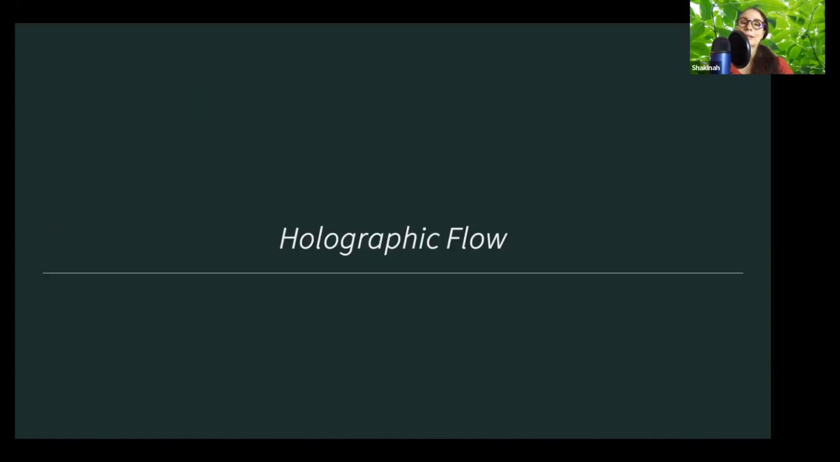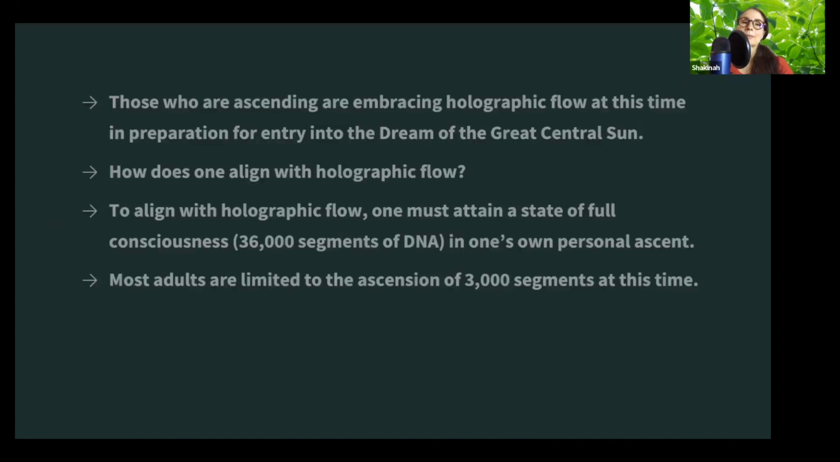Holographic flow. Those who are ascending are embracing holographic flow at this time in preparation for entry into the dream of the great central sun. How does one align with holographic flow? To align with holographic flow, one must attain a state of full consciousness or 36,000 segments of DNA in one's own personal ascent. Most adults are limited to the ascension of 3,000 segments at this time.